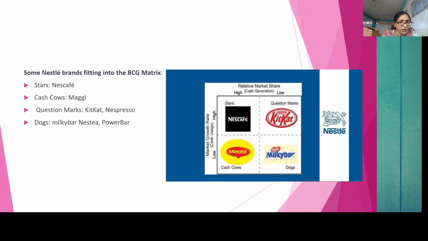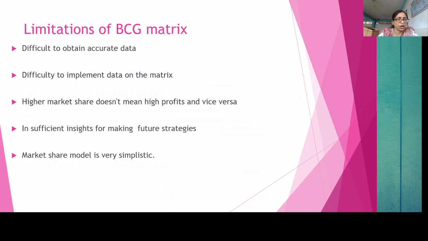For Nestle, if we take the example, in the star category, Nescafe; cash cows, Maggi; question marks like Kit Kat, Nespresso. In the dog category, Milky Bar and Nestle Power Bar, they are not at all performing well. So we have seen this is the BCG matrix, these 4 quadrants.